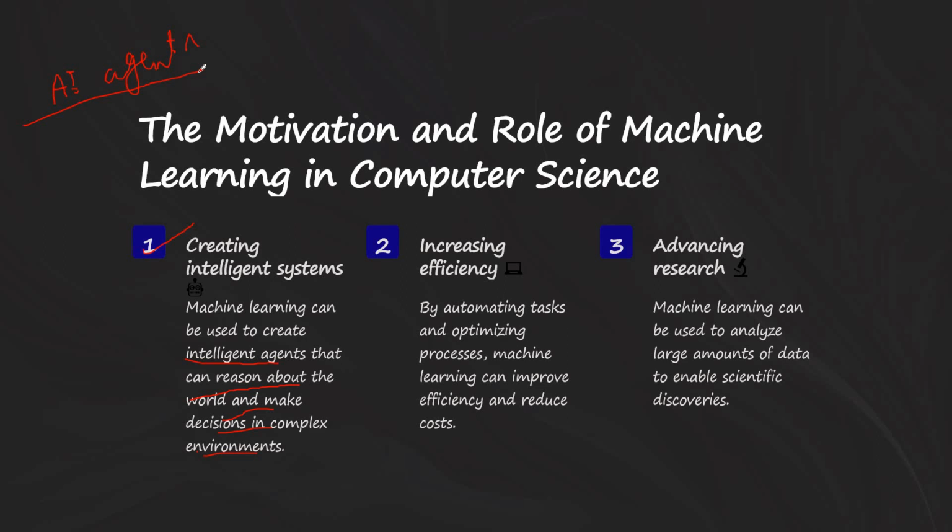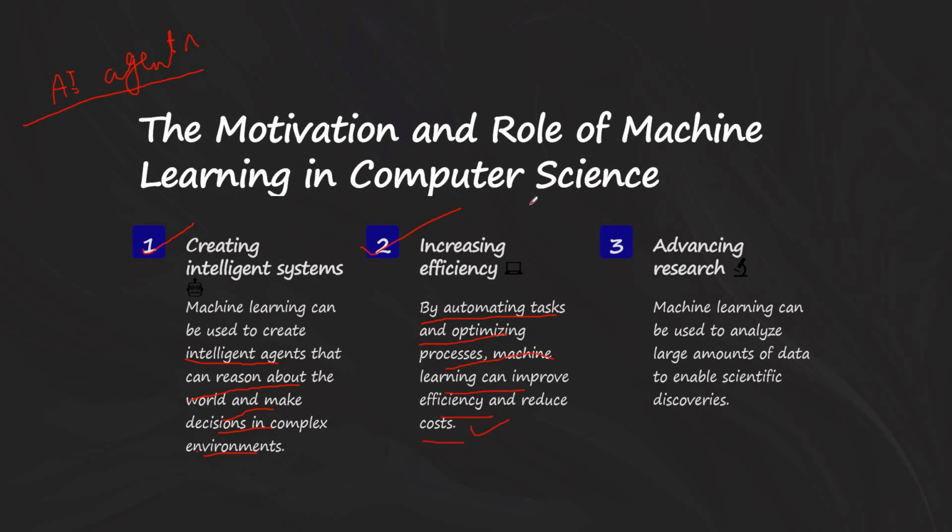So that's how intelligent agents work in our machine learning environment as well as in our AI environments. They are given a particular task, and they perform their task and then give some kind of results to us. The second one is increasing efficiency. By automating tasks and optimizing processes, machine learning can improve efficiency and reduce costs.